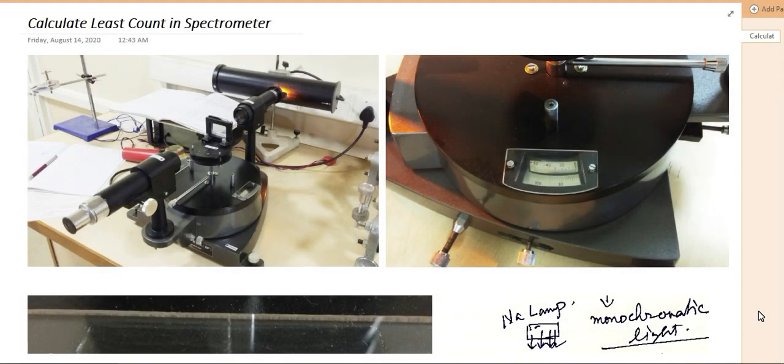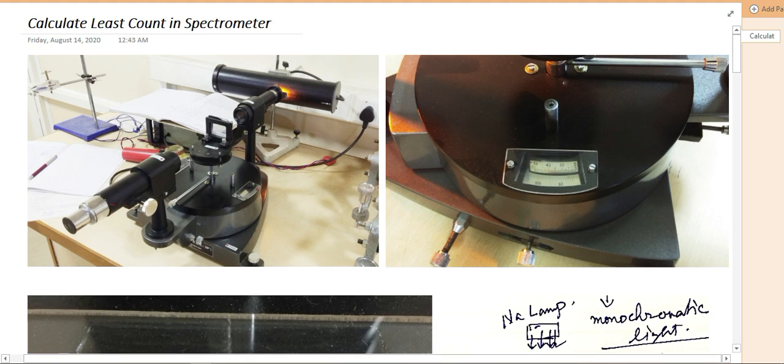So dear students, welcome to the last session of this experiment where we are trying to measure the dispersive power of a grating. And in this section, we'll start with first calculating the least count of the spectrometer. So here is the spectrometer that I have already shown you.